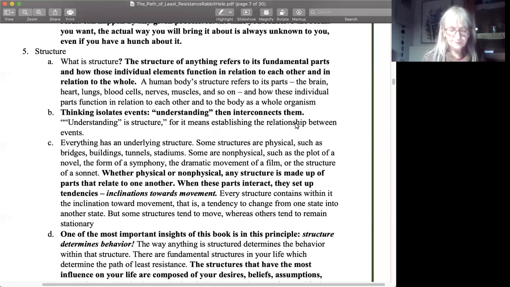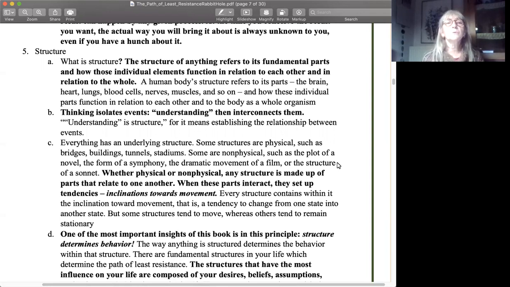5. Structure. What is structure? The structure of anything refers to its fundamental parts and how those individual elements function in relation to each other and in relation to the whole. A human body's structure refers to its parts: the brain, heart, lungs, blood cells, nerves, muscles, and so on, and how these individual parts function in relation to each other and to the body as a whole organism.